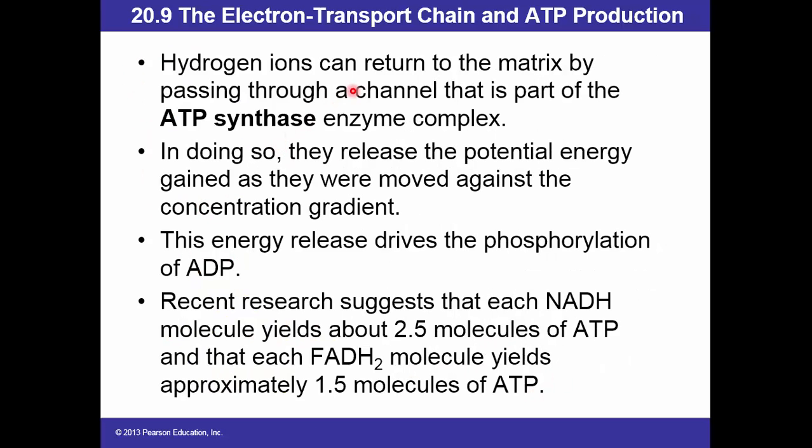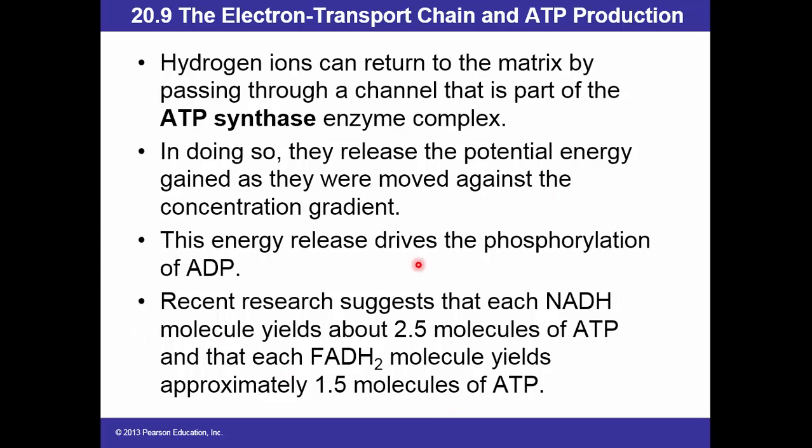Now, hydrogen ions can return to the matrix by passing through the channel that is part of the so-called ATP synthase enzyme complex, and in doing so, they release the potential energy gained as they were moved against the concentration gradient. This energy release drives the phosphorylation of ADP. Recent research suggests that each NADH molecule yields about 2.5 molecules of ATP, and that each FADH2 molecule yields approximately 1.5 molecules of ATP.